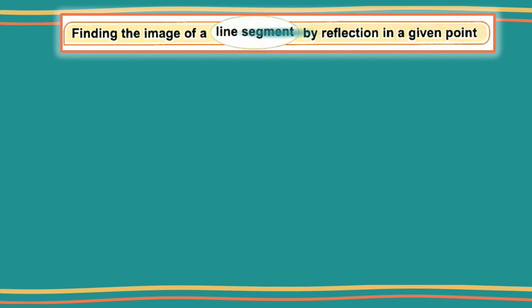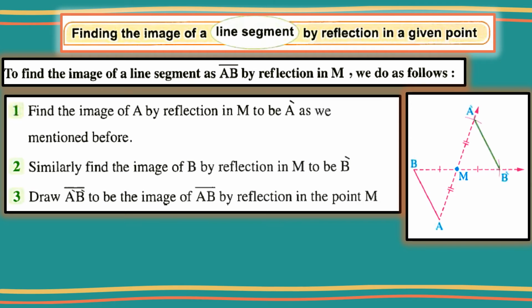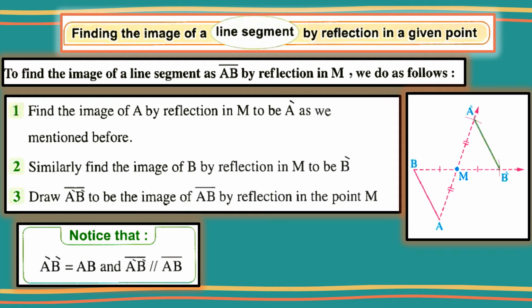Now find the image of a line segment by reflection in a given point. To find the image of a line segment AB by reflection in M, we do as follows. Find the image of A by reflection in M to be A dash, as we mentioned before. Similarly, find the image of B by reflection in M to be B dash. Draw A dash B dash to be the image of AB by reflection in the point M. We note that A dash B dash equals AB and A dash B dash is parallel to AB.